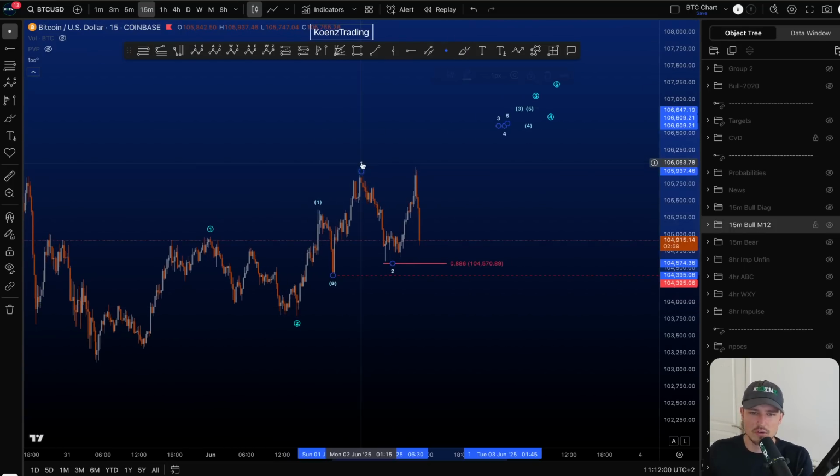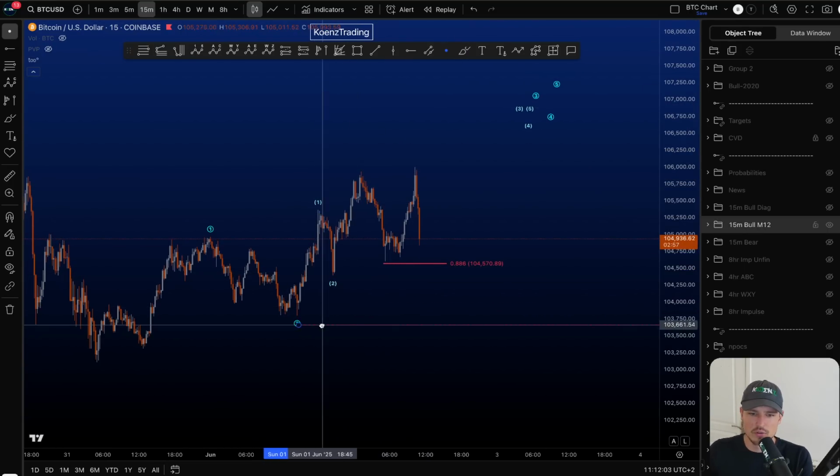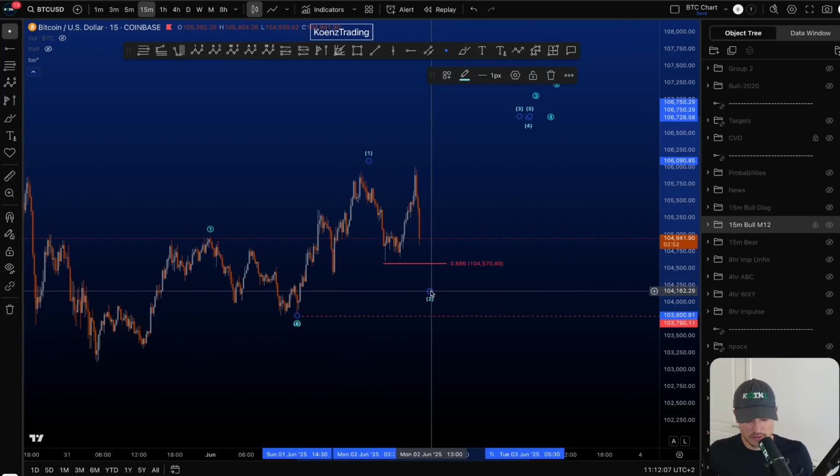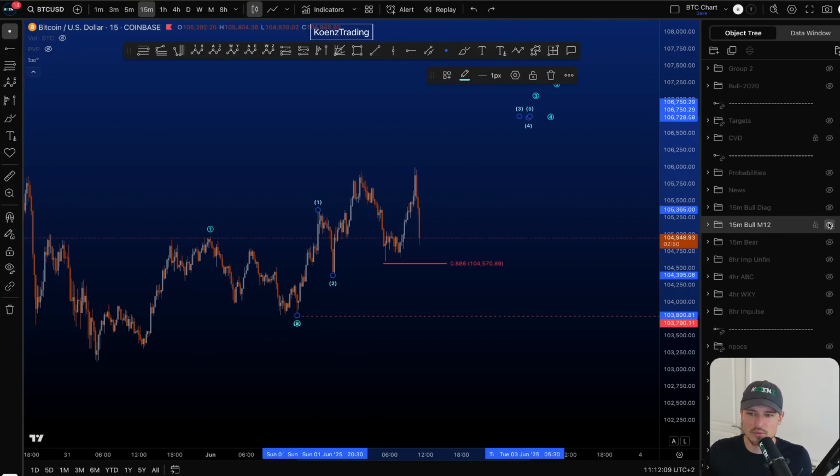I wouldn't really look for a 1-2 like this, where you now need another 1 and another 2. It becomes very messy with regards to 1-2s.